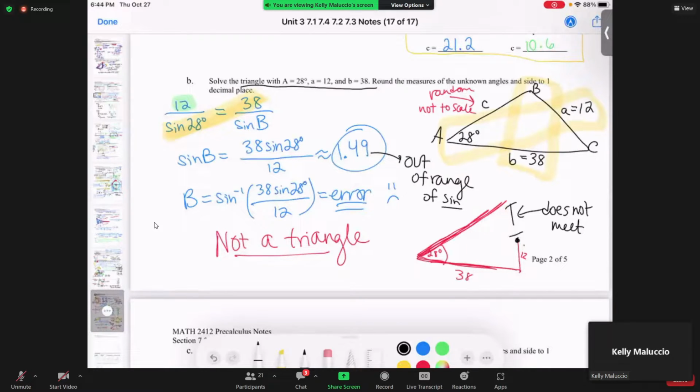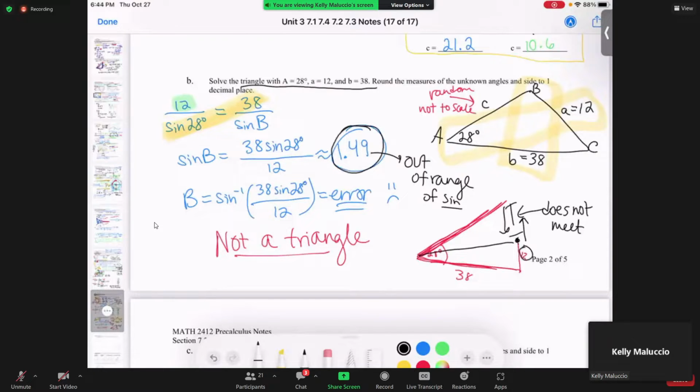So they would need to lower this line so it could connect, which would change this angle, or they would need to extend this side, but that would change the 12 that they gave us. David asked a question a minute ago: why is it out of range again? Is it in the wrong quadrant? No, this is not in the wrong quadrant.